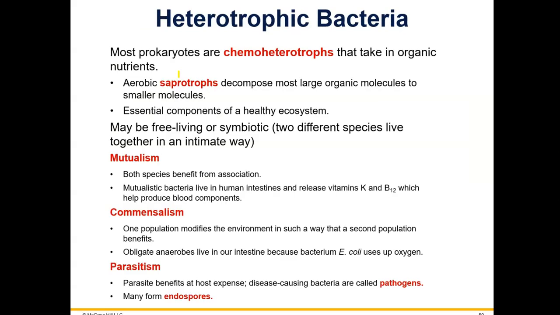Then we can have heterotrophs. If they are chemoheterotrophs, they are like humans. That means that they break down the food that they eat and use that as their source of food. In other words, they consume food. They don't make food from carbon dioxide.